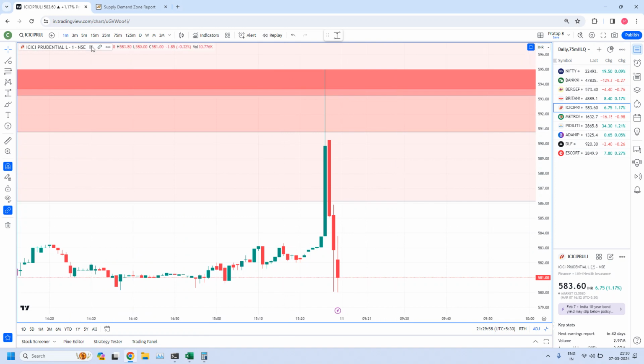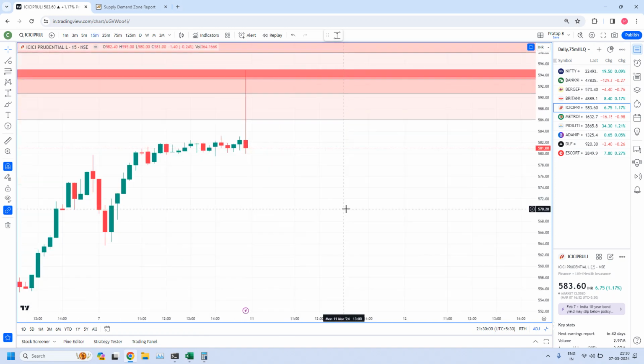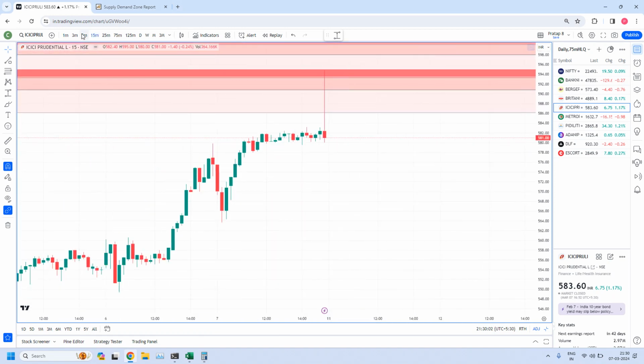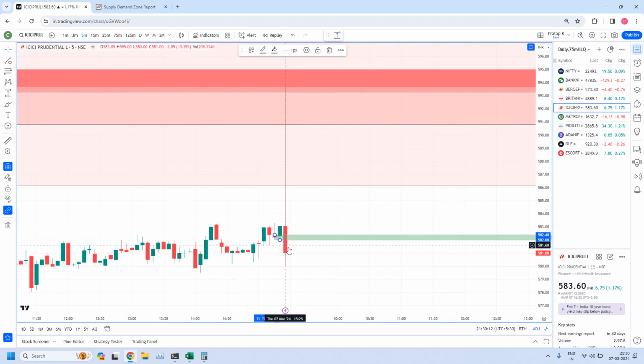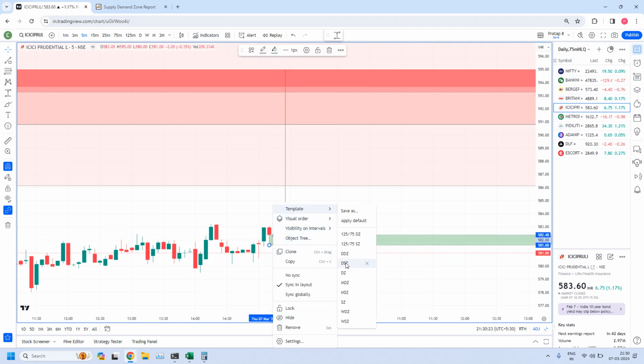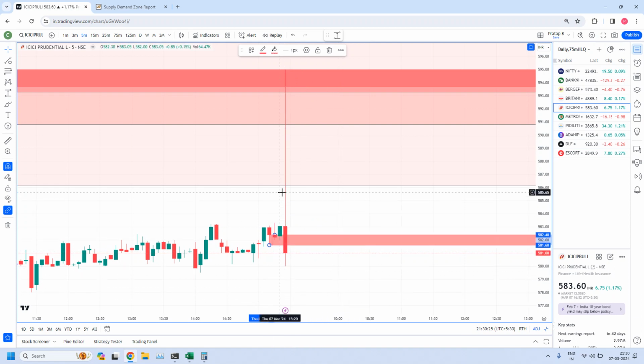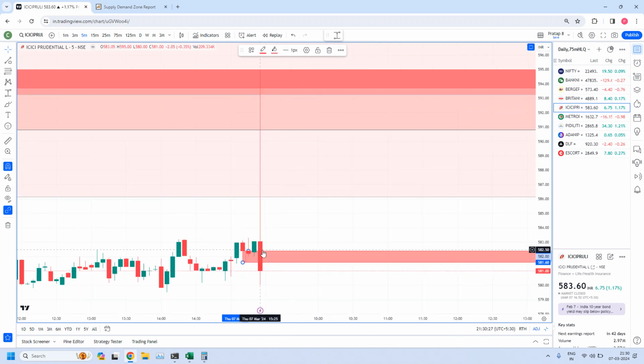Is there any 15 minutes zone here? No, just for 5 minutes. Maybe somewhere here. Let us assume. Because this is a drop-based rally, this should be your entry. Assume in the last minute you would have exited here.